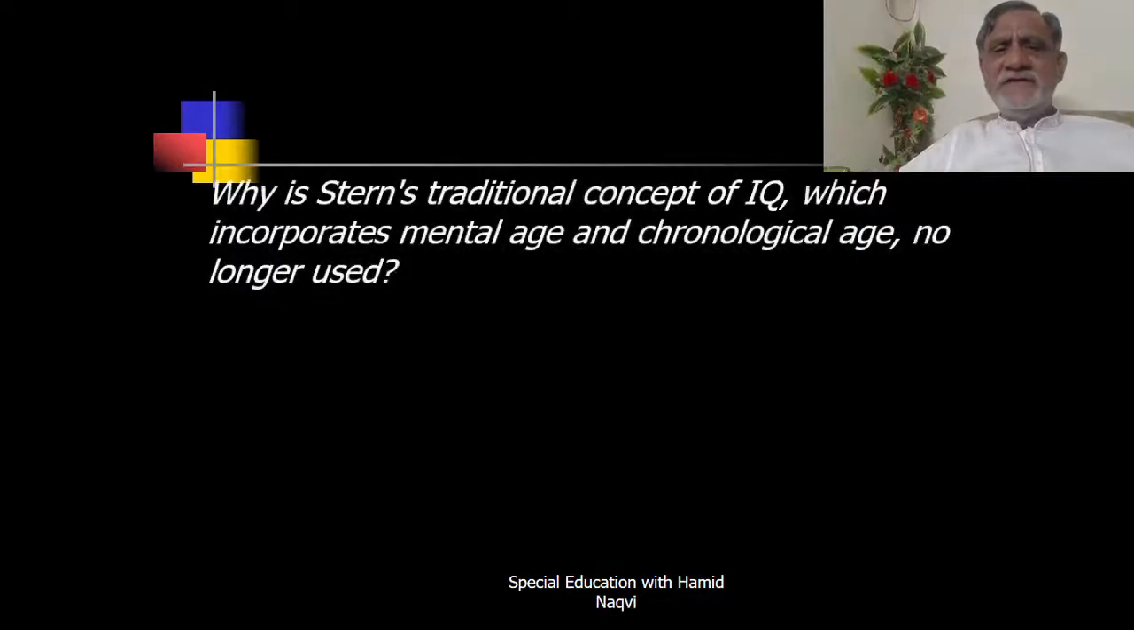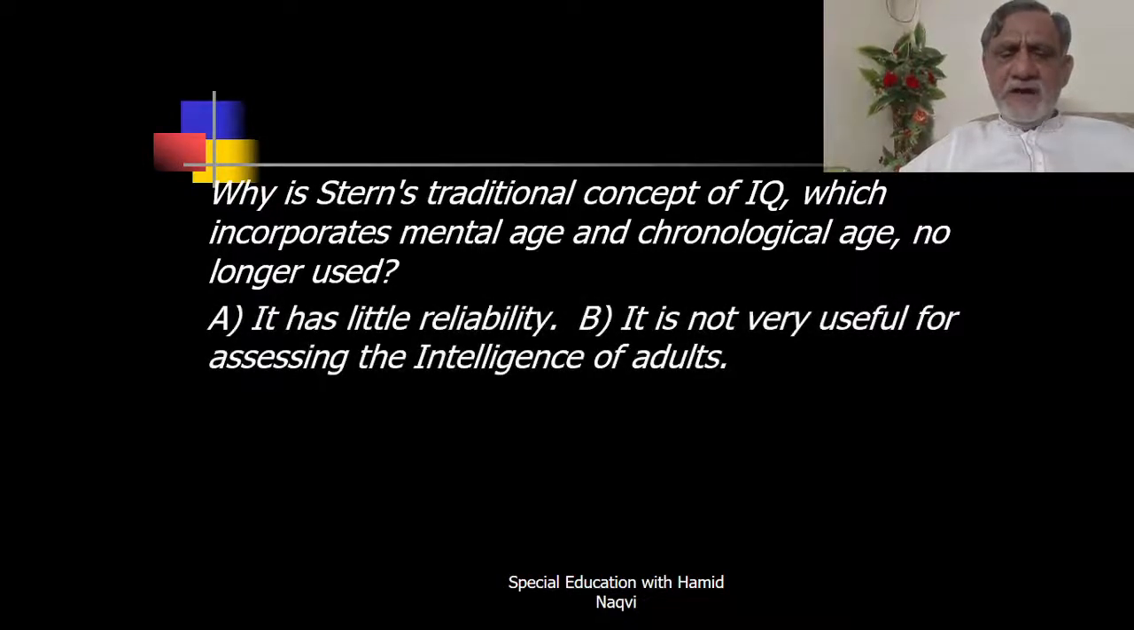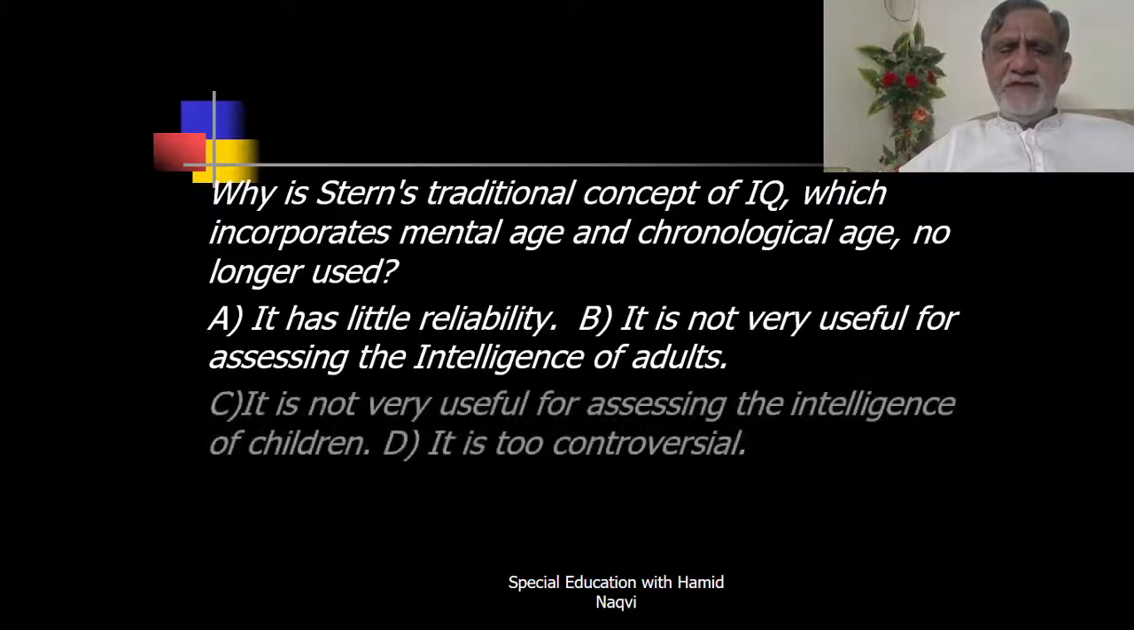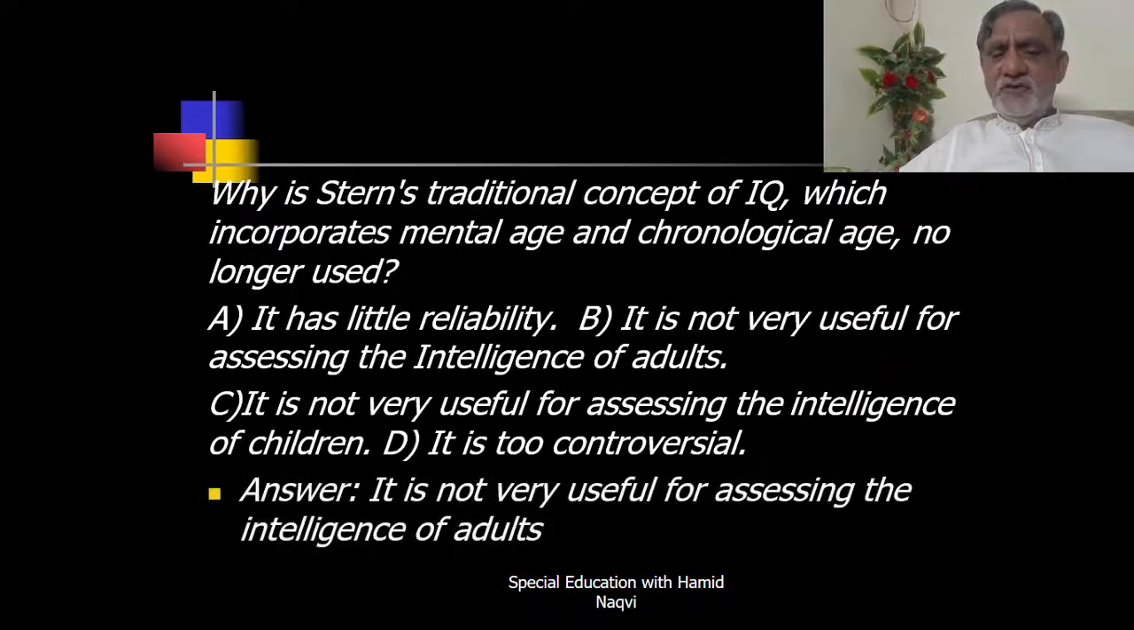Why is Stern's traditional concept of IQ, which incorporates mental age and chronological age, no longer used? It has little reliability. It is not very useful for assessing the intelligence of adults. It is not very useful assessing the intelligence of children. It is too controversial. Answer is, it is not very useful assessing the intelligence of adults.